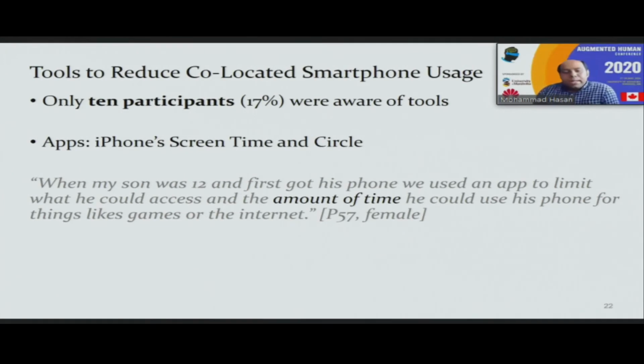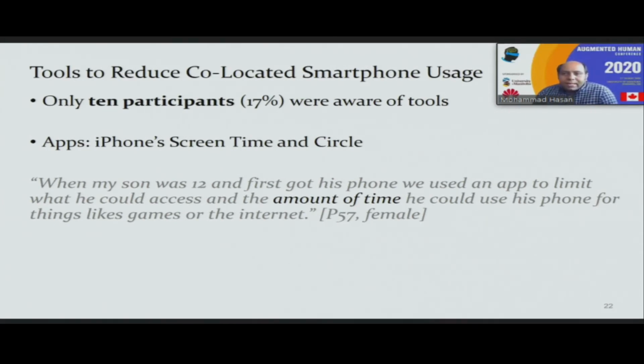The next questions we asked: so far, we observed the different rules that participants have, and then we asked about tools, whether they use any tools to reduce smartphone usage, and whether they are aware of any tools that help them reduce co-located smartphone usage. Only three participants say that they use such tools to track their own activities, for instance, iPhone Screen Time. Screen Time basically tracks their own usage activities.